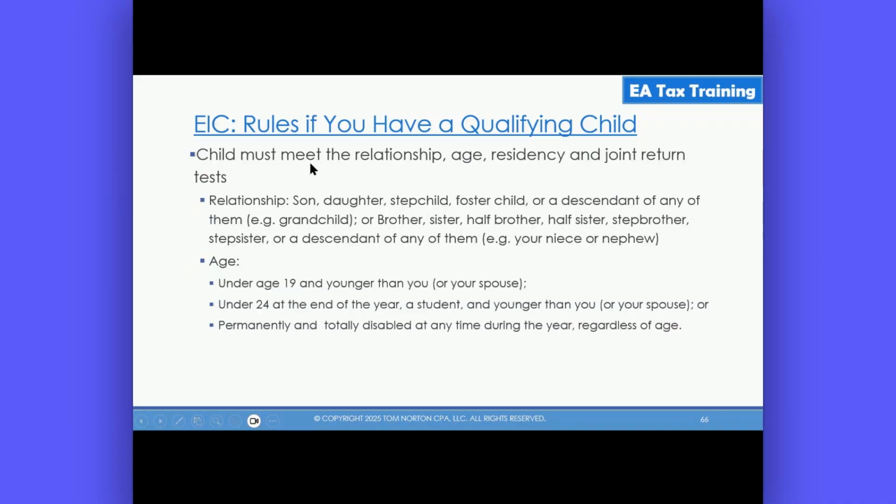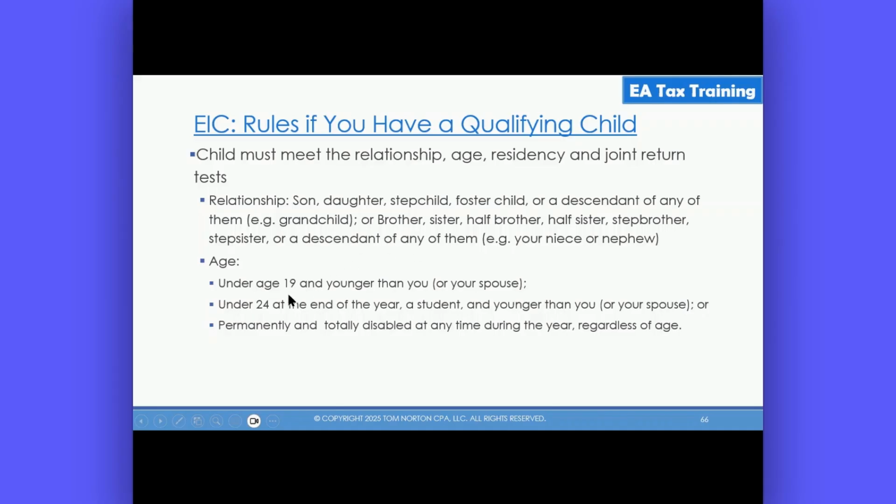So first, you have to meet the relationship, age, residency, and joint return tests. So this is going to look familiar. This is very similar to what we saw for a qualifying child for being a dependent in video 1. They have to meet the relationship test: son or daughter, brother or sister, or descendant of any of them.